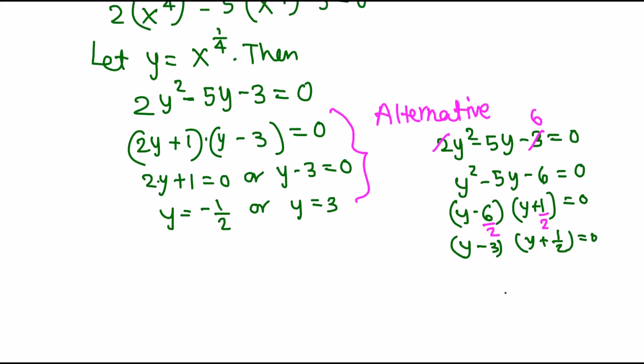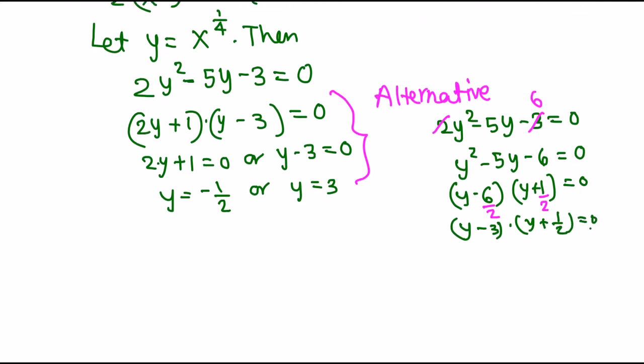Now we can solve for y. The product of two things equals 0 implies either y minus 3 is 0, so from this factor y is 3, or y plus 1/2 becomes 0 when y is negative 1/2. So 3 and negative 1/2. That's what we have here. Okay, y equals 3 or y equals negative 1/2.